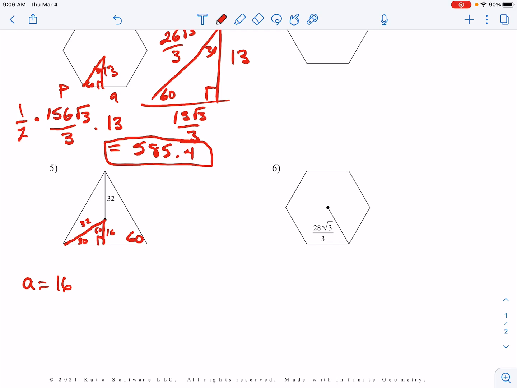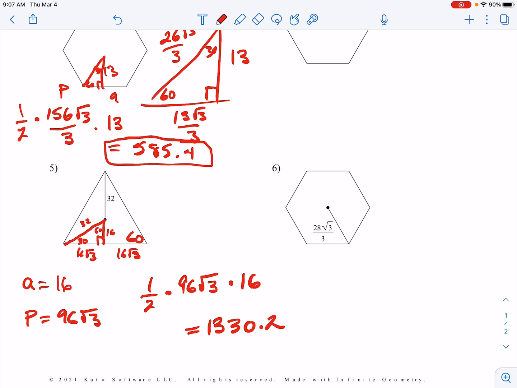Your perimeter, let's see, that'd be 16√3. And this would be 16√3. So each side is going to be 32√3, times 3. So your perimeter is going to be 96√3. And so then we do 1/2 times the perimeter times the apothem. Let's see, and that would equal 1,330.2 for your area.